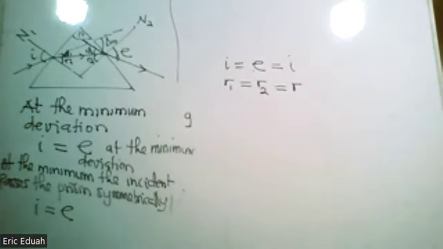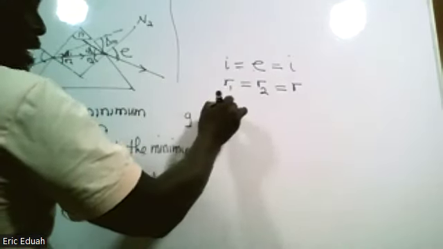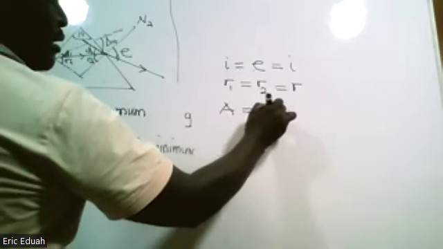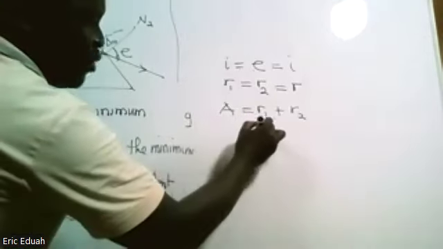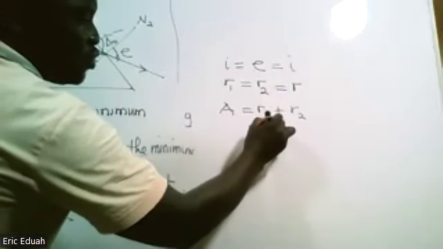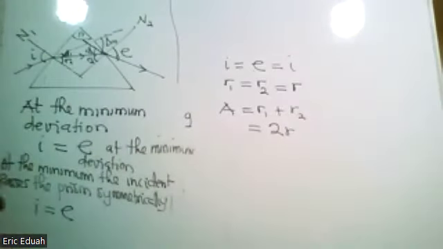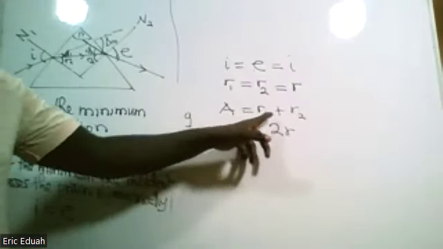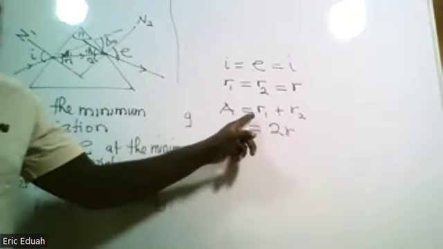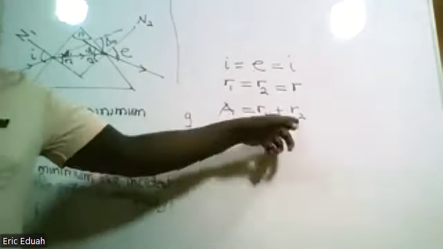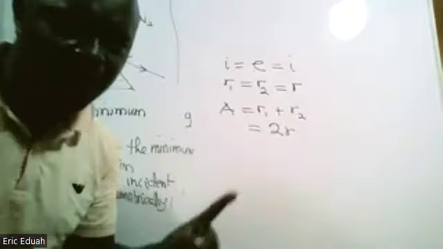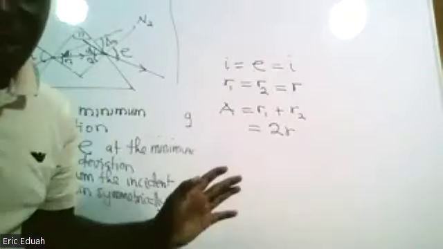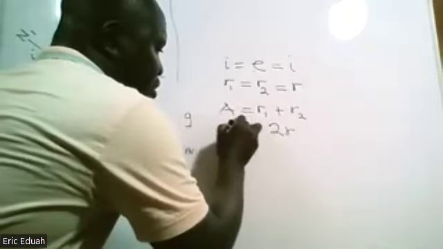So if this is what happens, then look here. We earlier saw that A is equal to R1 plus R2. Then it means that A will just be equal to 2 times R, because R1 is equal to R2. So it's like either 2 times R1 or 2 times R2. So all that we have is an angle of refraction. We don't have 1 and 2. We only have an angle of refraction. So A is equal to 2R.